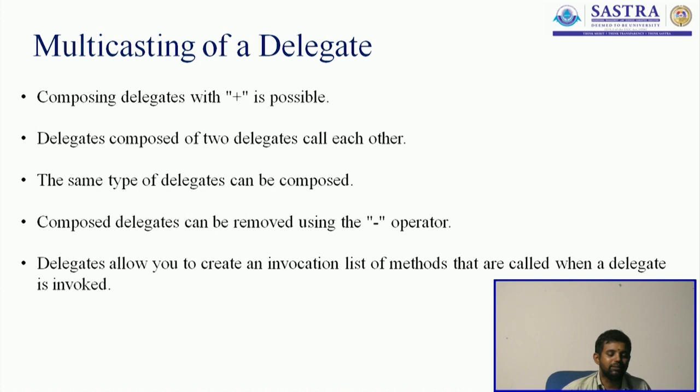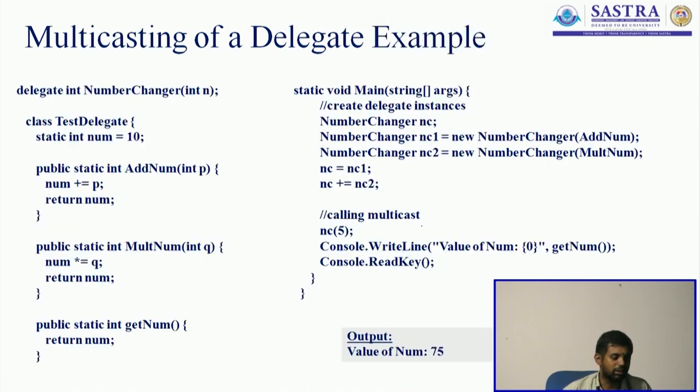So with the help of the plus symbol we can perform something called combining, right? And with the help of the minus operator we have the provision for removing that also. If I say combining and then removing, you may not be in a position to understand, but when we go through an example, then you will understand it. So I will proceed with an example for this multicasting.